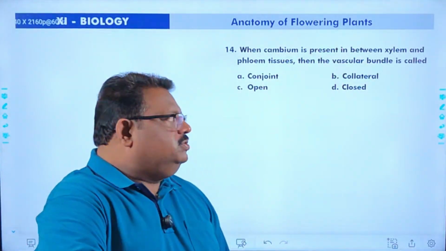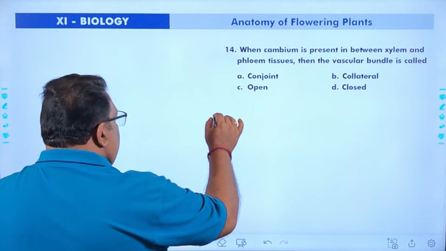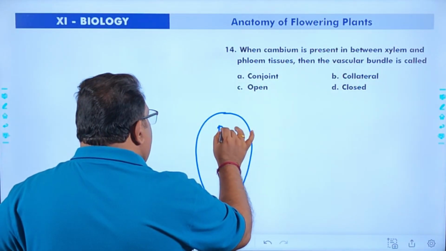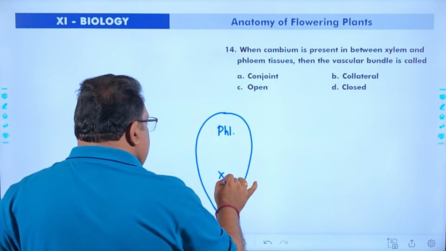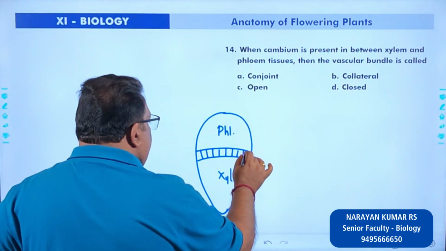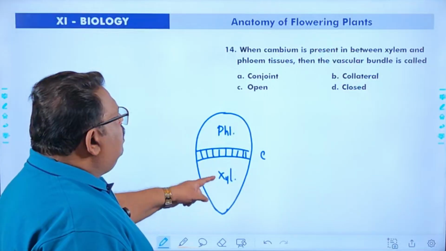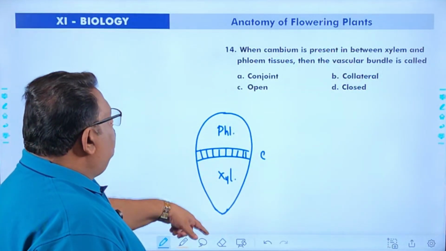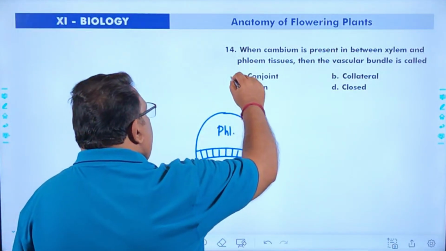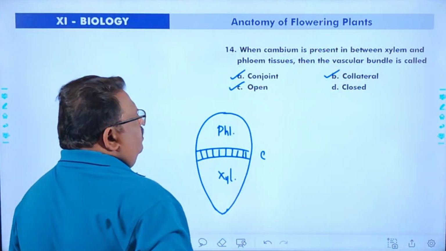The next question is a simple question. When cambium is present in between xylem and phloem tissue, so this is a vascular bundle. Here comes the phloem. Here comes the xylem. And if cambium is present in between xylem and phloem, the vascular bundle is called conjoined, collateral, open, closed. The correct choice is conjoined is correct. Collateral is also correct. Open is also correct.